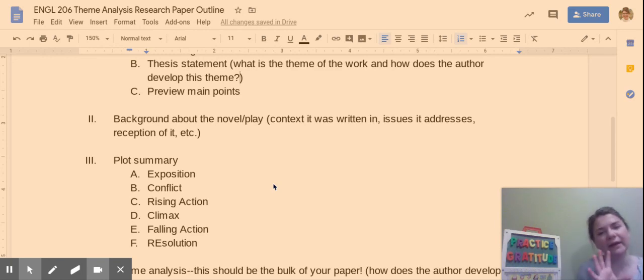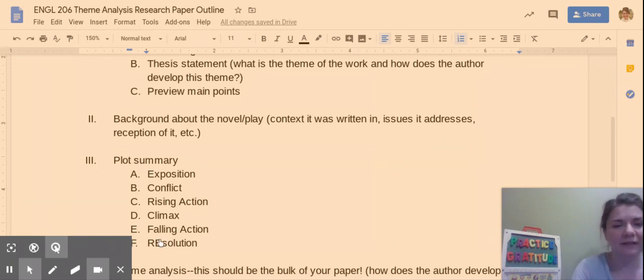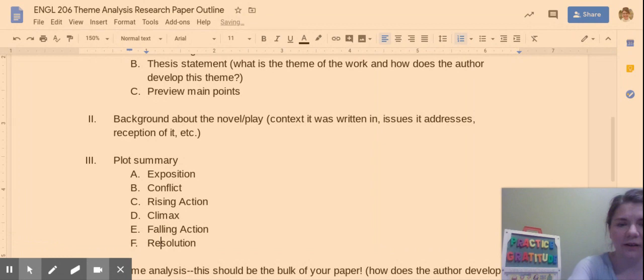Okay, so background. You're going to include some background, but this section does not need to be that long, probably a paragraph. And then you're going to give some plot summary. I know right here that I have A, B, C, D, E, F with all the parts of a plot, and I am always doing this. Y'all know that. These do not need to be individual paragraphs here. These are just reminders to you that a plot contains these parts. So make sure that you include that.